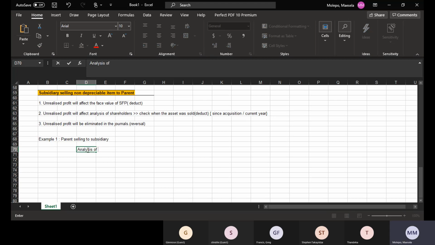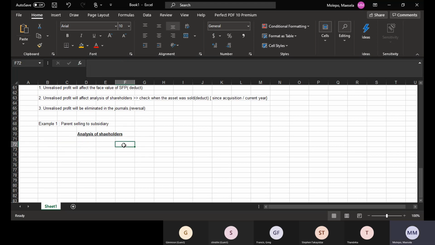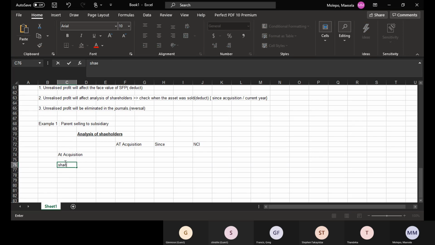So we're gonna do our analysis first. Analysis of shareholders, which is gonna have the at acquisition, it has the since, and the NCI. So on our details, the at acquisition part, we have a share capital. So our share capital is sitting at 100,000, which will be here. We have a total.